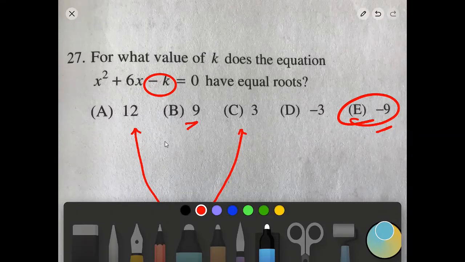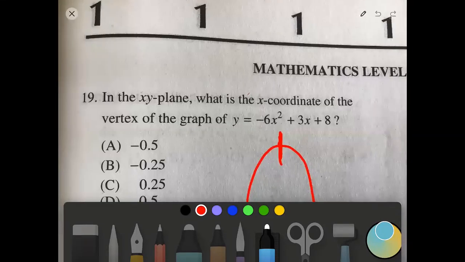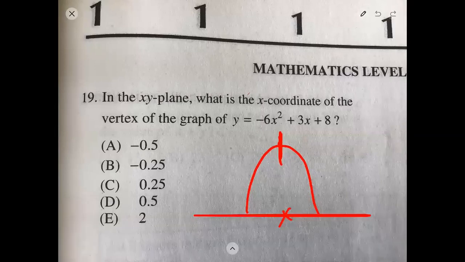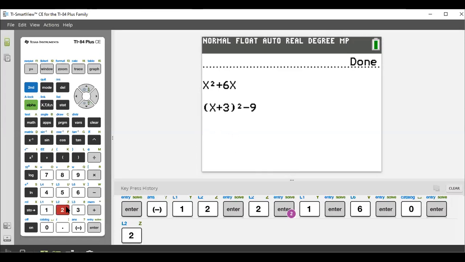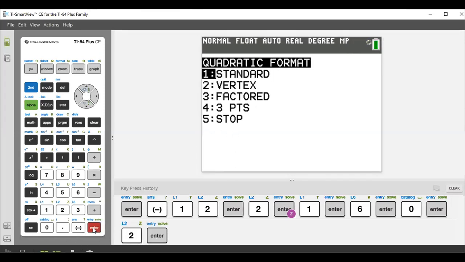Okay. I have one more question and then I'm going to be finished. This is another pretty simple, straightforward quadratic. They've given us the quadratic function in standard form, and they just want to know what the x coordinate is of the vertex. So basically, it's what we've done already 4 times, but I'm going to do it one more time. So here, press enter.